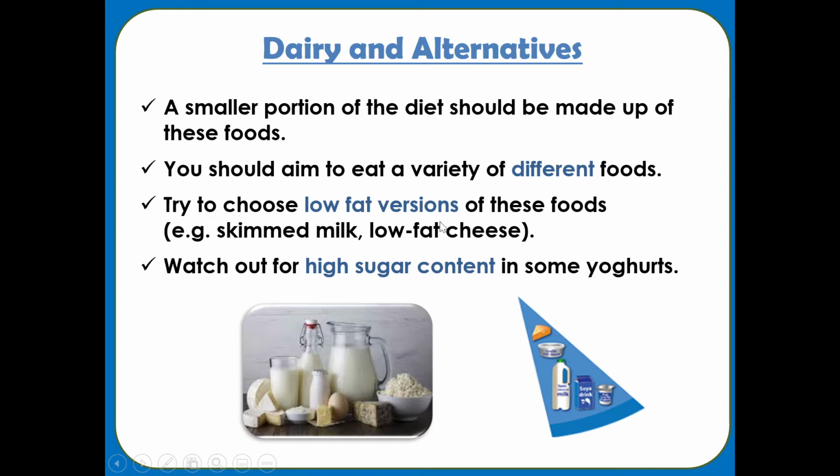Try to choose low-fat versions of these foods, so milk can still be quite fattening, as can cheese obviously, so make sure that you're using low-fat versions. So you can get low-fat cheese. Mozzarella is also a lower fat cheese than cheddar. And then obviously we already know you get different levels of fat in your milk, so we'll go through that in a second as well. Also, make sure you watch out for the high sugar content in yogurts. A lot of yogurts can have a lot of sugar to make them sweeter. If anybody's ever tried just plain natural yogurt, not vanilla flavoured or anything like that, it's actually not very sweet at all. So just be careful of the sugar content.